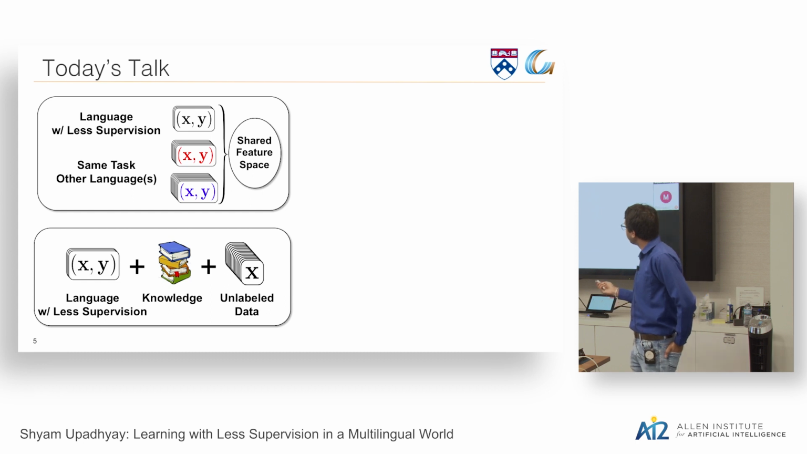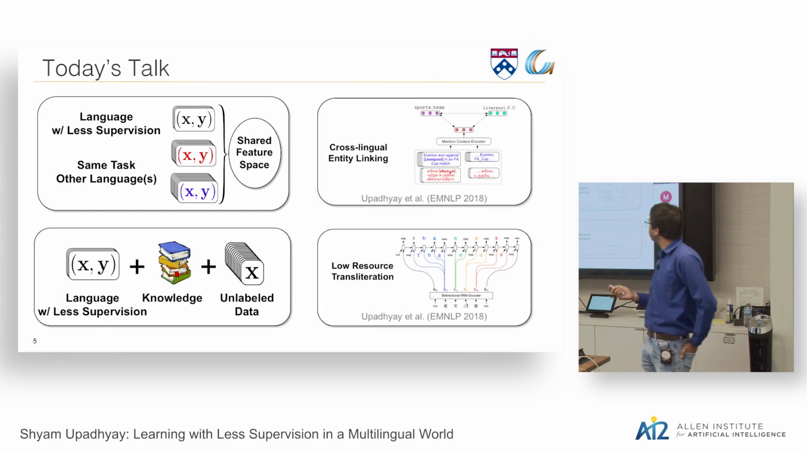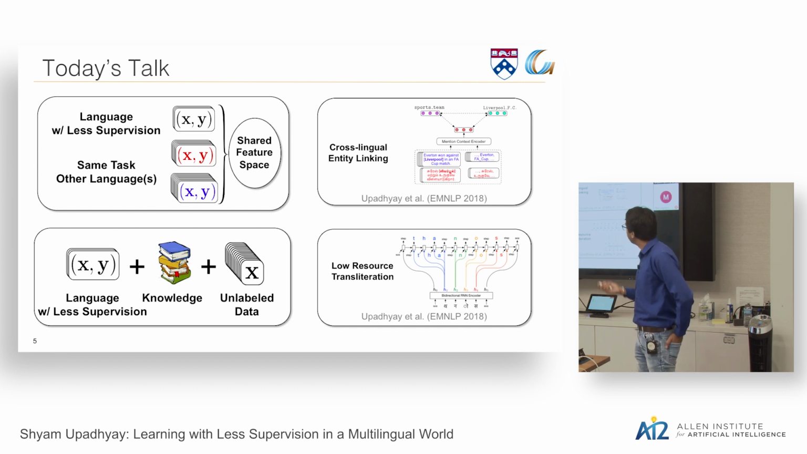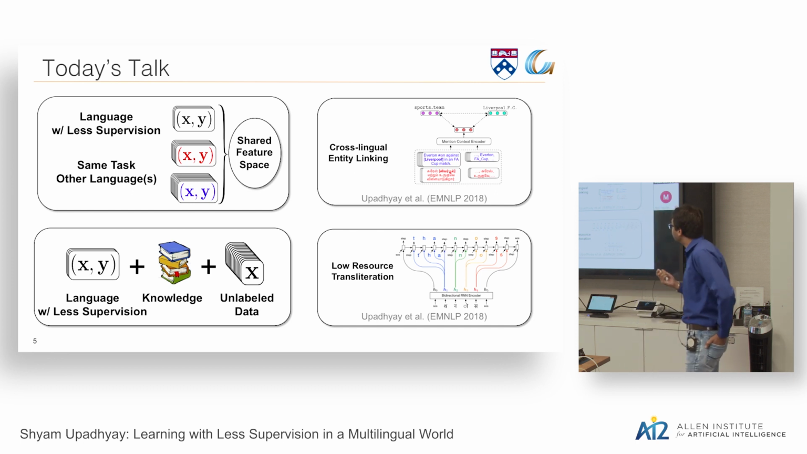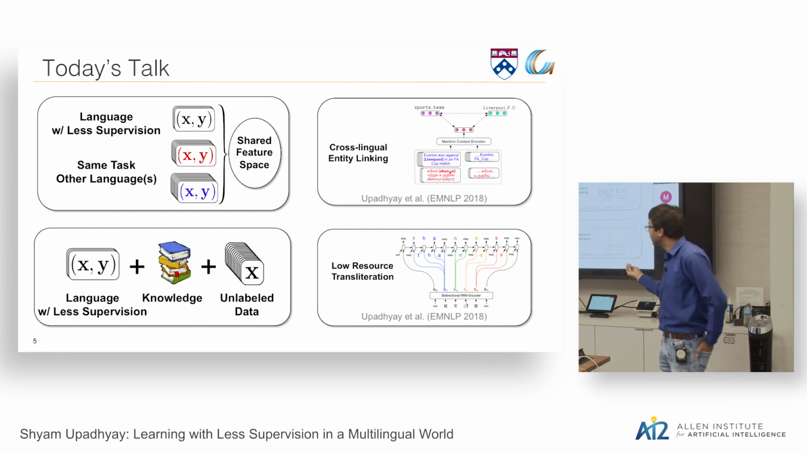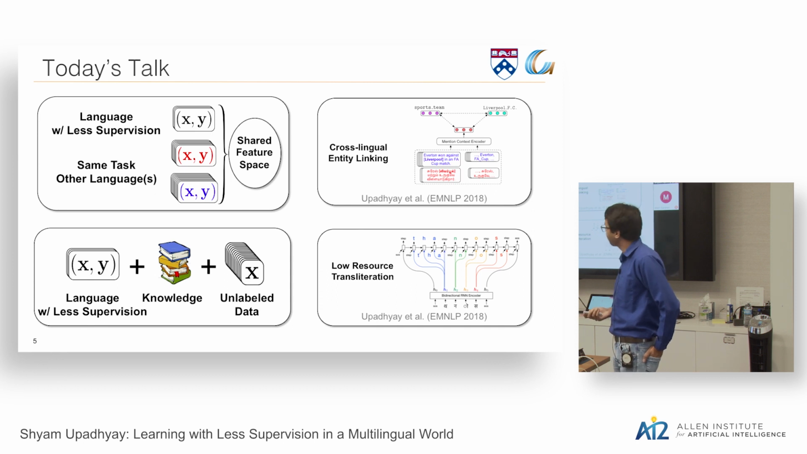And in particular, I'm going to examine these approaches in the cross-lingual information extraction setting. So I'll examine two problems, cross-lingual entity linking and low-resource transliteration. And both of these works appeared in the recent EMNLP.